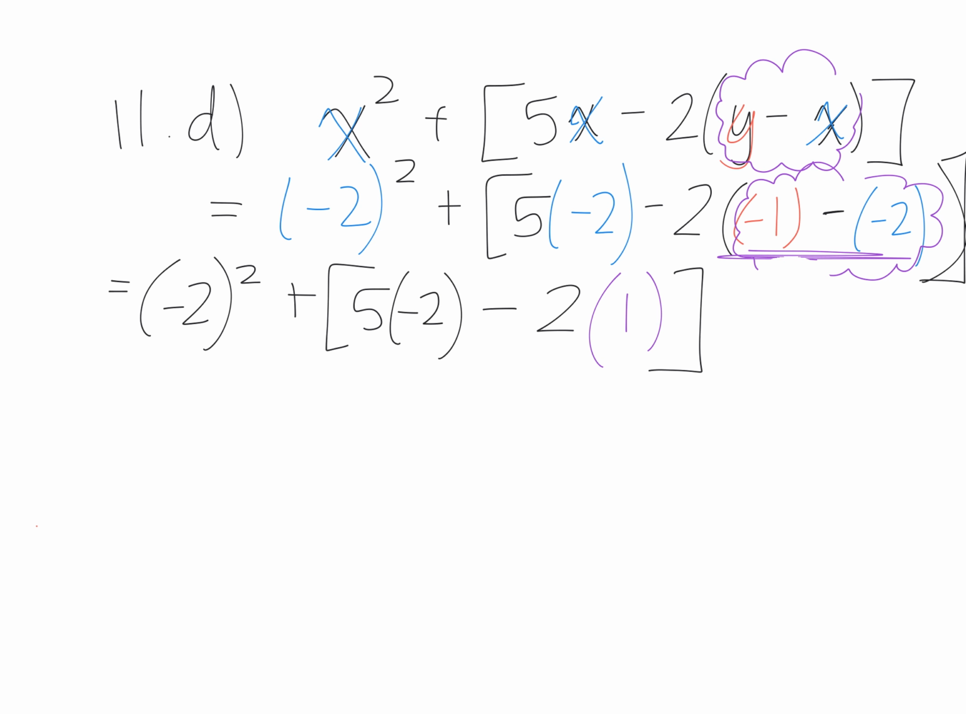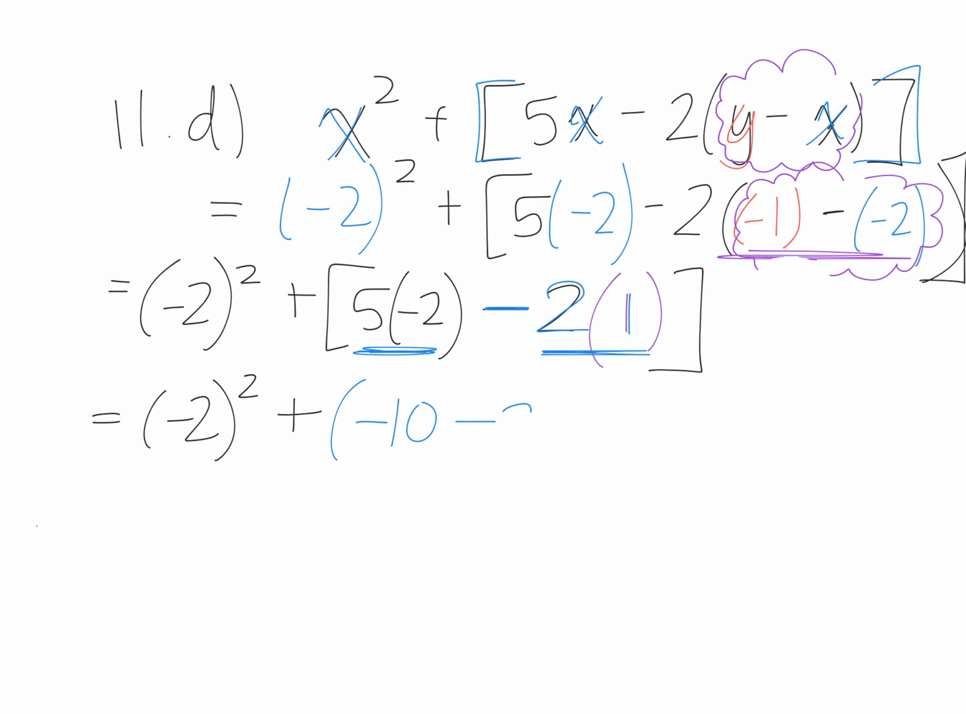We still have brackets because we have these square brackets, right? So we actually have to simplify everything inside the bracket. But what operation do we have to do inside that bracket? Multiplication. So what are we multiplying? Okay, so let's rewrite this. We have -2 squared plus, what is positive 5 times -2? Good. And what is -2 times positive 1? -2.